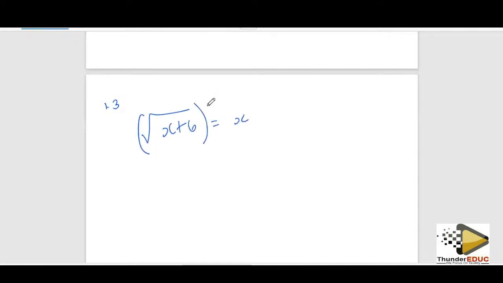So we said we square both sides. This square throws out the root sign. So we have x plus 6 is equal to x squared. Then we create the standard form. I'm going to move everything to the right. So it's x squared minus x minus 6 is equal to 0.